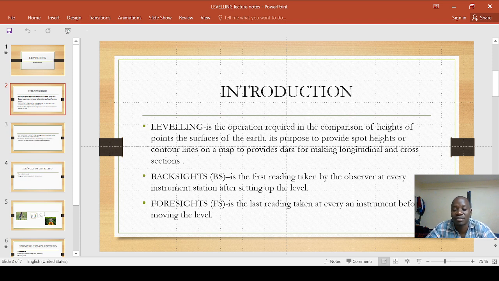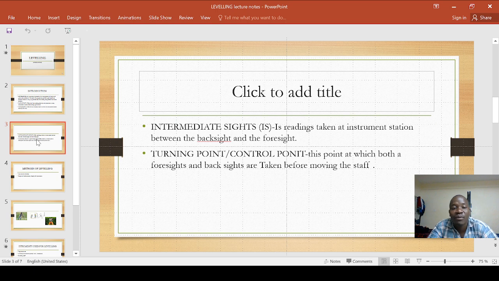Okay, the second term we call backsight. Backsight is the first reading taken by the observer at every instrument station after setting up the instrument. The second is foresight. Foresight is the last reading taken at every instrument station before moving the level. Okay, the third, we have the intermediate sight, which is the reading taken at the instrument station between the backsight and the foresight.